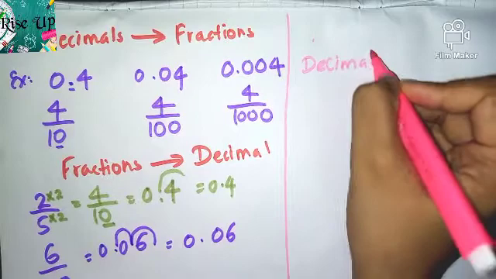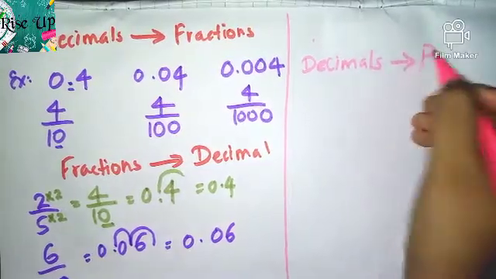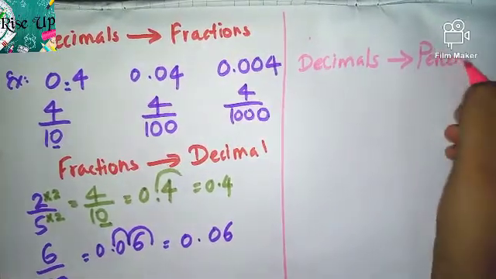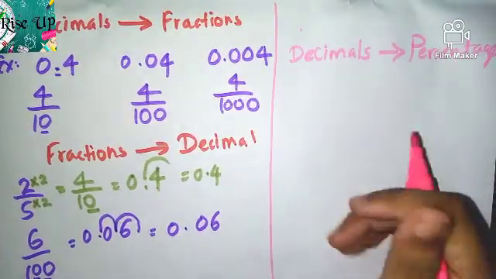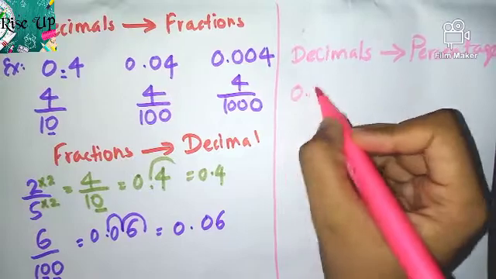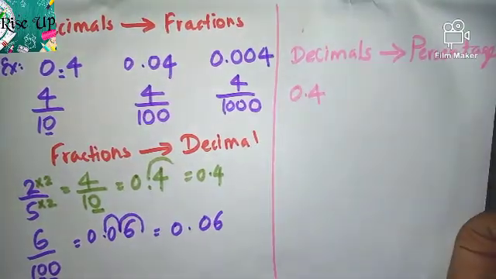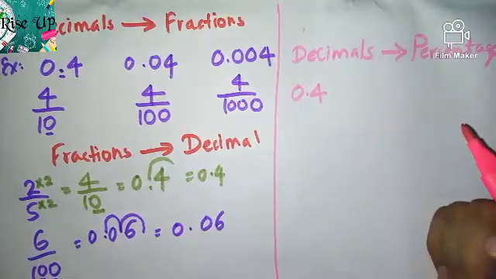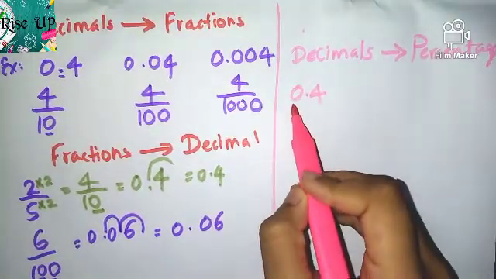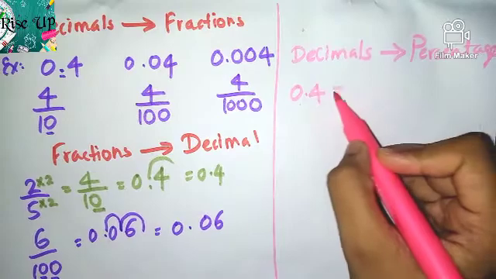Decimals to percentages, right? Okay. When you are given a decimal, let's take 0.4 again. 0.4 is a decimal, and I'm asking you to convert this 0.4 into a percentage. What do you have to do? Same rule. Since there is only one decimal place, first of all write it as a fraction.